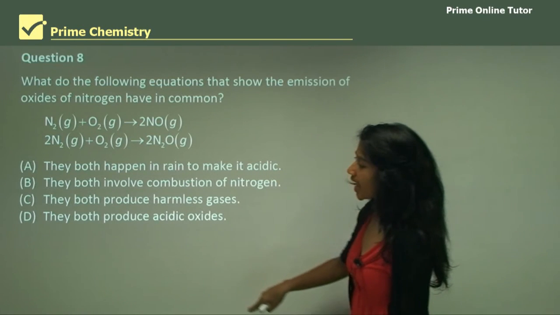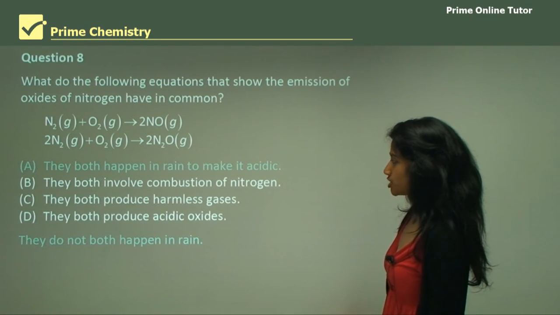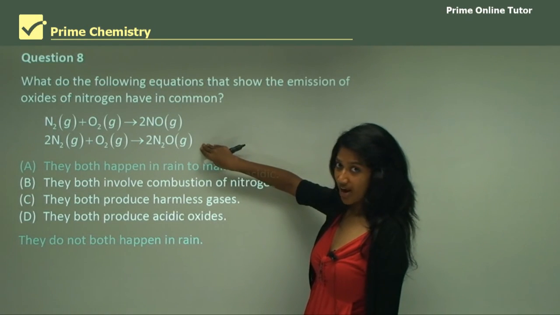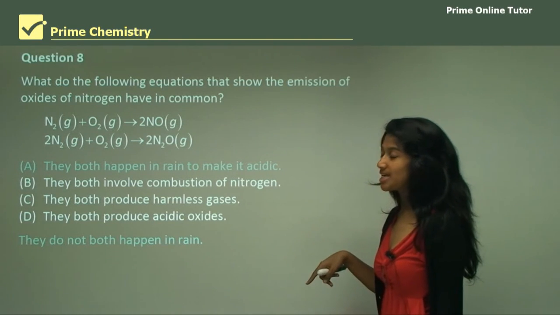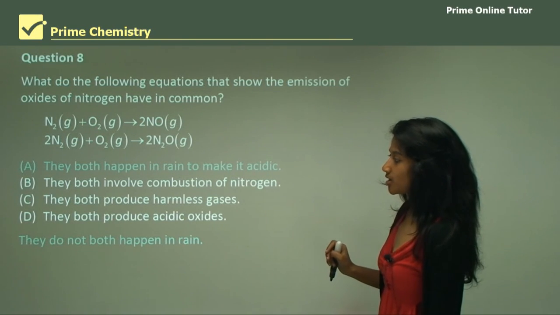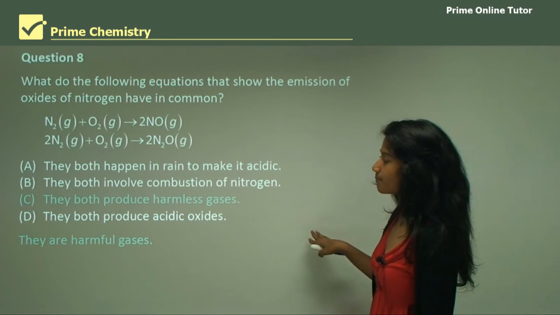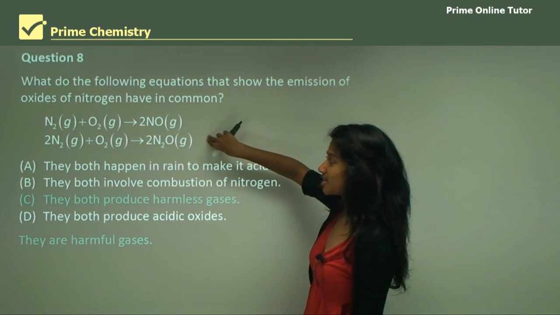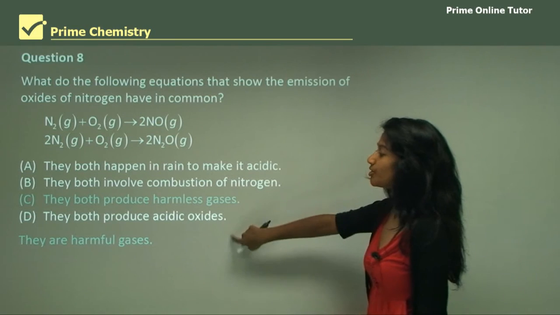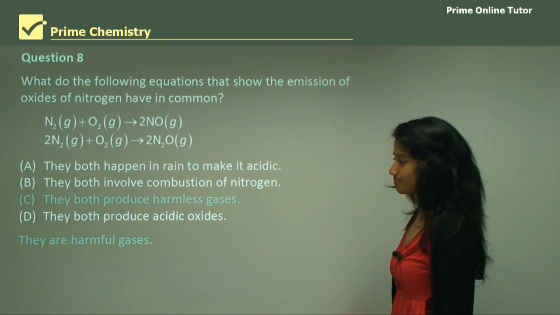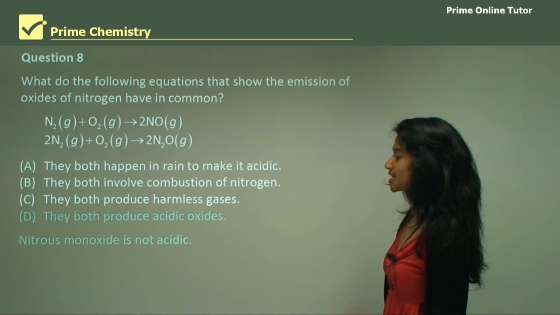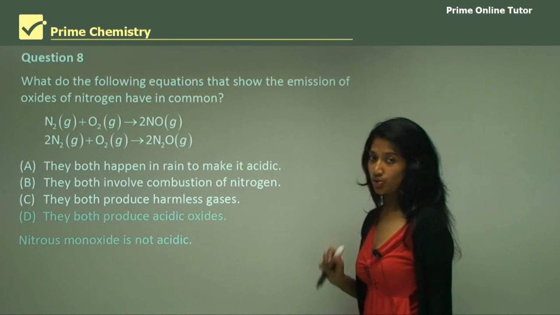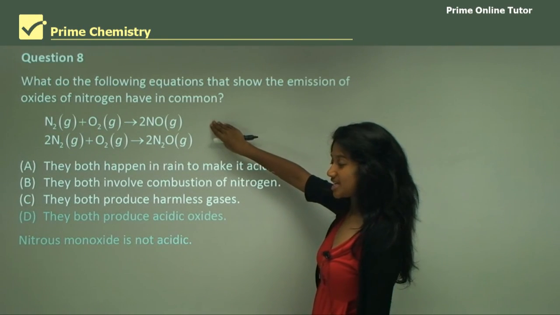So we have option A. They both happen in rain to make it acidic. Now they don't happen in rain, not both of them. So option A is incorrect. Now let's move on to option C. They both produce harmless gases. Now they're both harmful gases, especially nitrous oxide. So option C is not the correct answer. If you go to option D, they both produce acidic oxides. Now they are not acidic oxides, they're both neutral. So option D is incorrect.